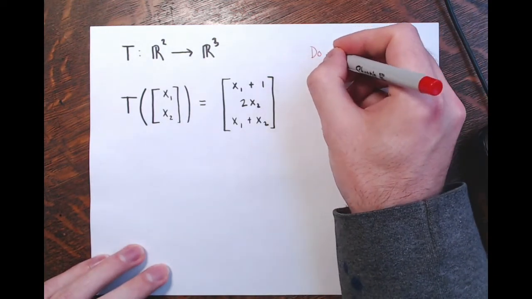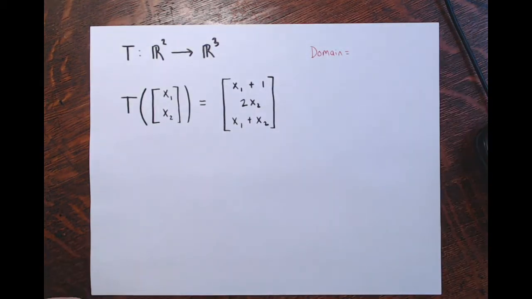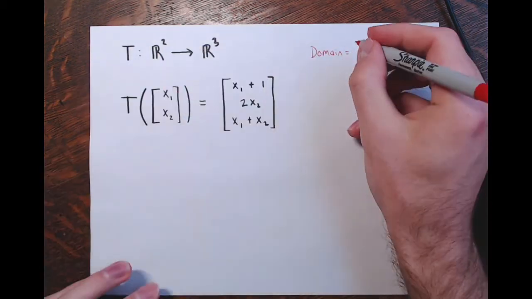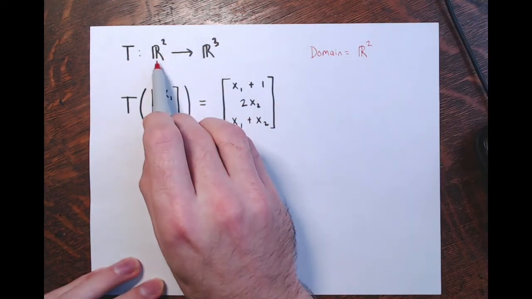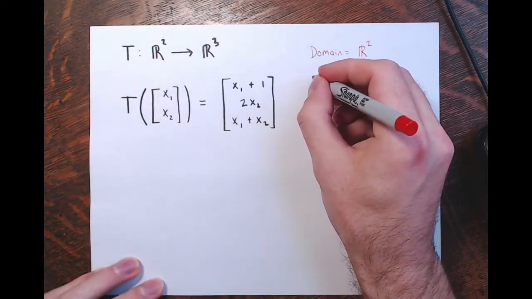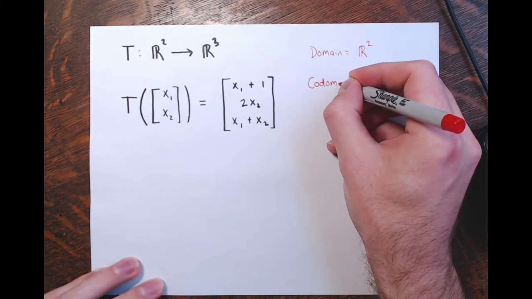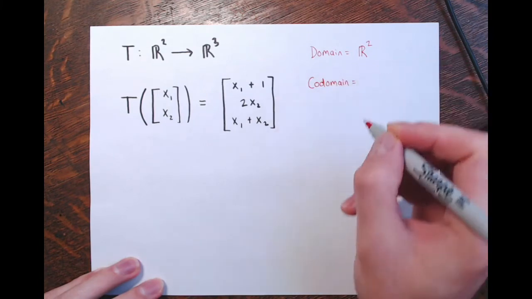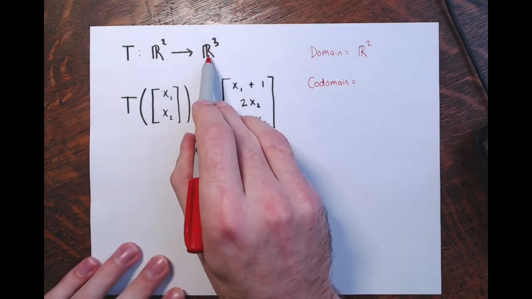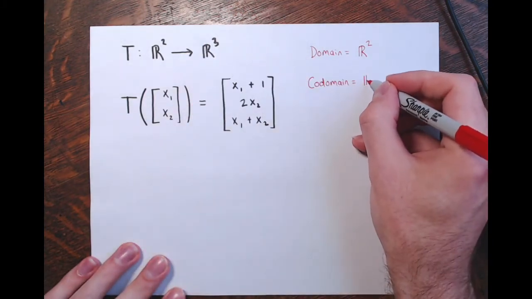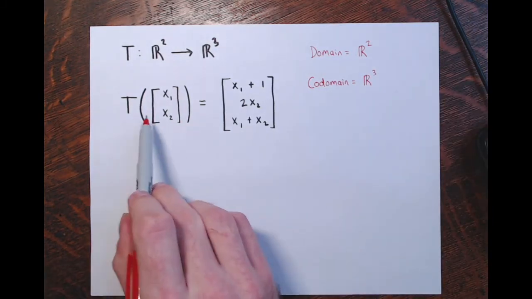Now, just using some of the words that were thrown out here, the domain of this particular transformation is R2, right, where all the inputs are coming from. Right, that's that set. The codomain is the set where all the possible outputs come from, and that's this set here, R3, vectors with three components. And then here's your rule.